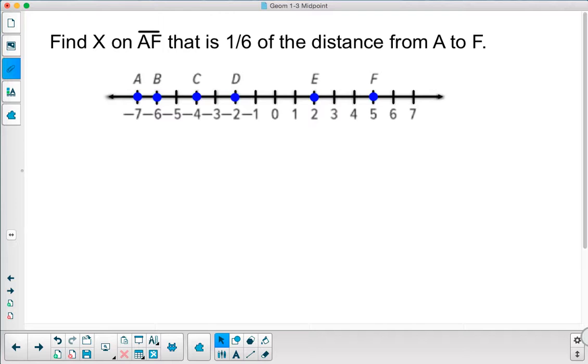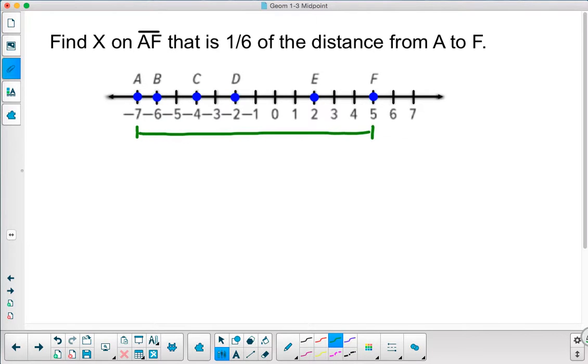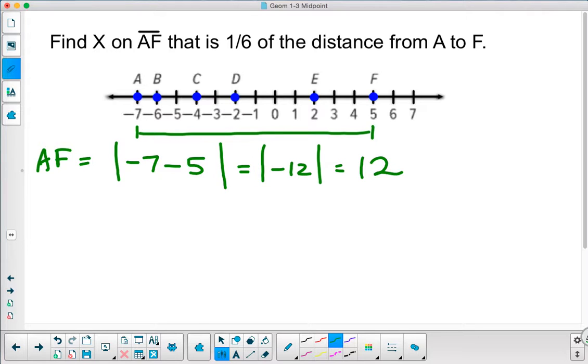All right, and still related to our number line and distances, find X on segment AF so that it's 1/6 of the distance from A to F. So let's figure out how far it is from A to F, here to here. And for a method, you might recall that you can subtract those coordinates and do the absolute value. So AF is 12. So now I'm interested in what's 1/6 of that distance.